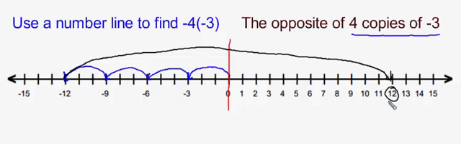So the opposite of 4 copies of negative 3, or if you want negative 4 times negative 3, you could write the answer as an equation by saying negative 4 times negative 3 is equal to 12. If you're doing this problem in Math AS and there's a separate question to write a math equation, then this is what you'd want to write.